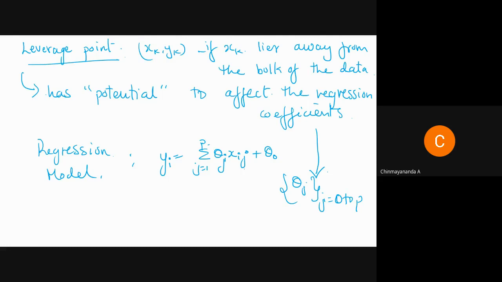Okay, so this is my model for regression, at least linear regression. The implication of the definition of leverage point is that it has potential to affect the regression coefficients because it is away from the bulk of the data. Okay. So this is the implication of leverage point.